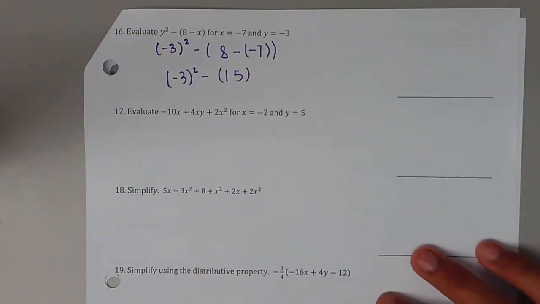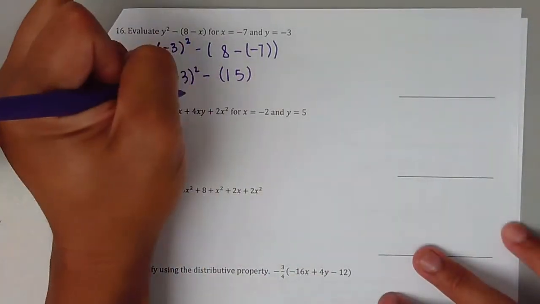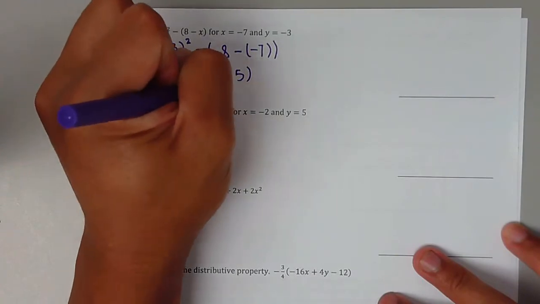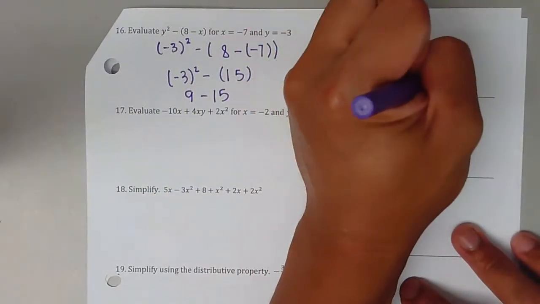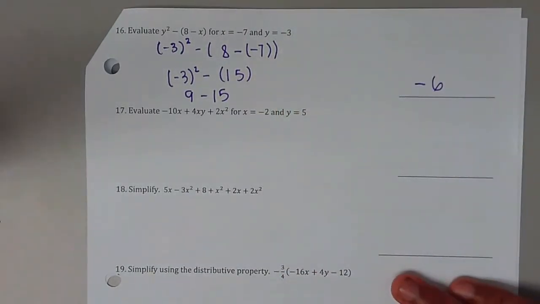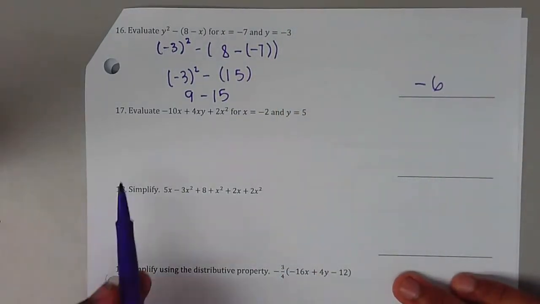All right, next we do exponents. Negative 3 squared, that is positive 9. And then 9 minus 15, well, that's just negative 6. Final answer. All right, same thing with number 17.